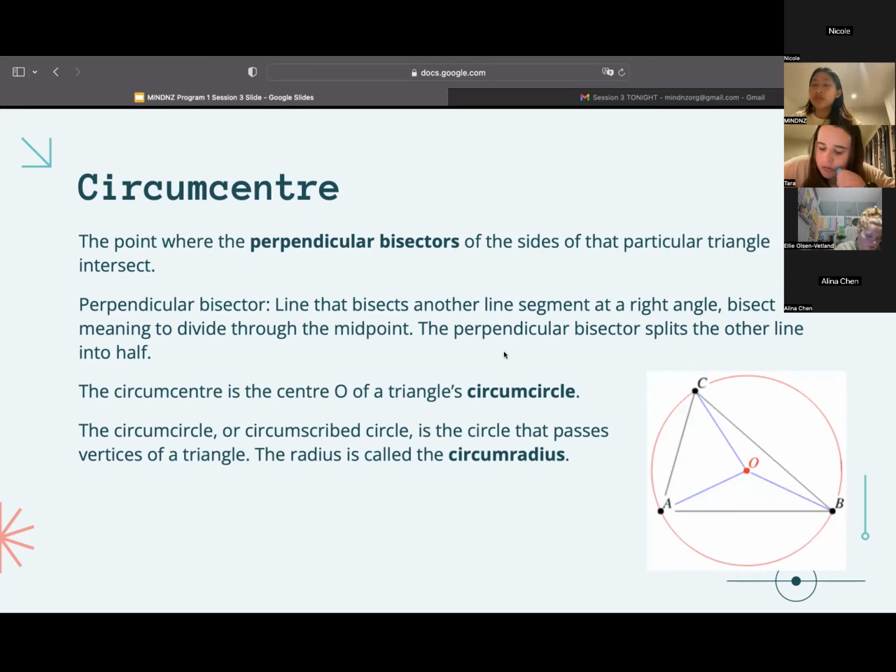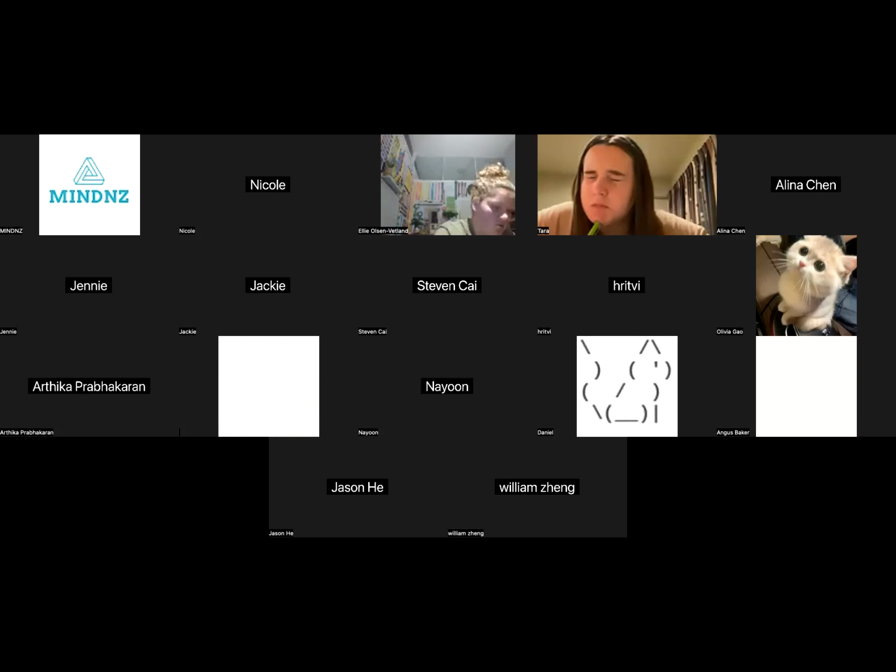Okay, so the result of that is that the circumcenter is the center O of a triangle's circumcircle. In the diagram, we can see that the circumcircle, or the circumscribed circle, is the circle that passes through all three vertices of a triangle. And this radius is called the circumradius. So a quick look at that, but I'll screen share because this diagram isn't the most ideal for learning how to draw it. So I'll just share that now.